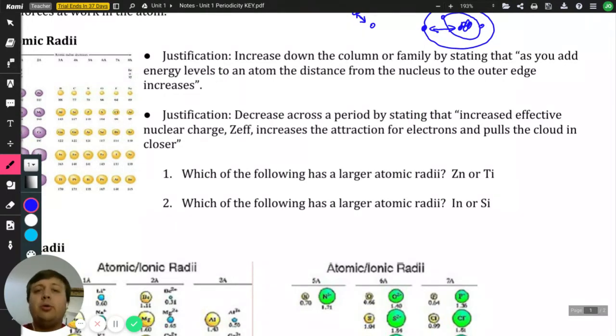But when we add more protons, we're going to have more of what's called Zeff, or effective nuclear charge. And because we've got more Zeff, it's going to have a stronger pull on those electrons, and it's going to pull them in closer.